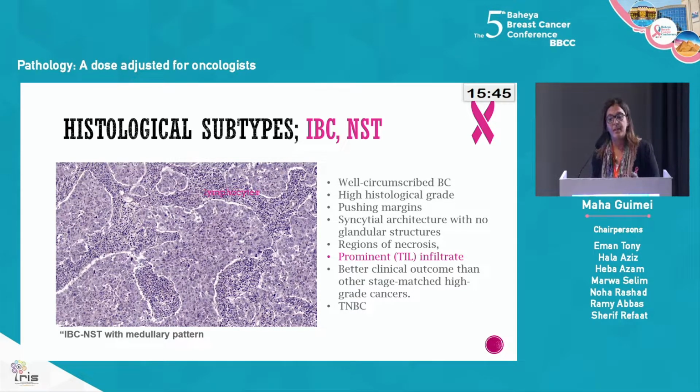يعني إيه medullary features؟ يعني tumor is well circumscribed، عنده very high histologic grade، السيلز شكلها وحش قوي، عاملين زي سنسيتيوم، يعني كلهم عايمين في سيتوبلازم كده مش باين السيل بوردرز بتاعتهم.